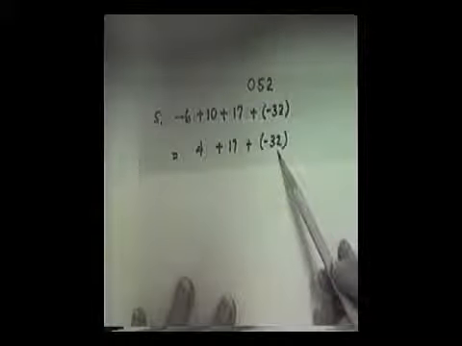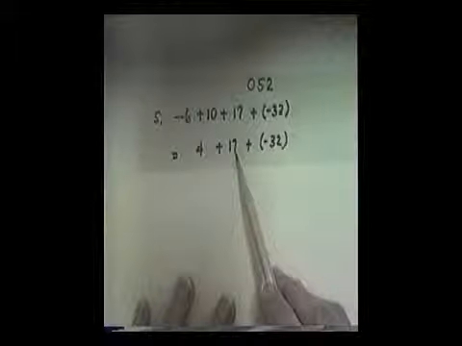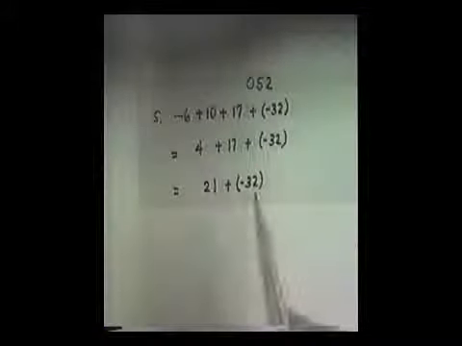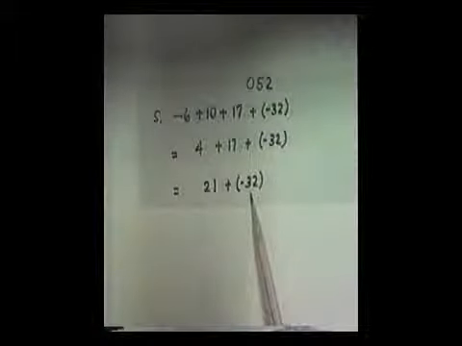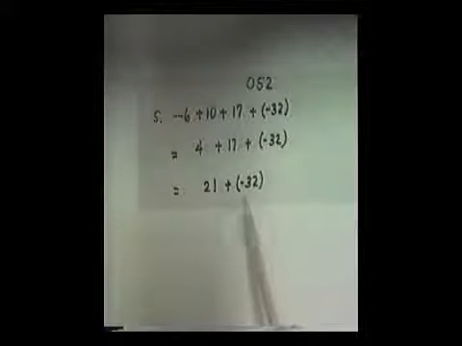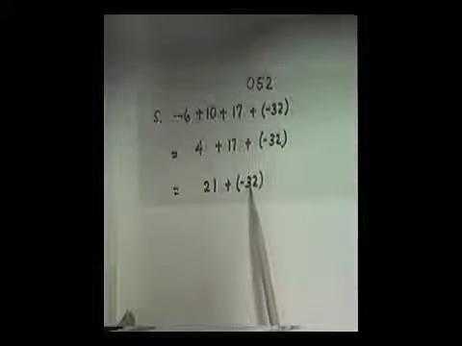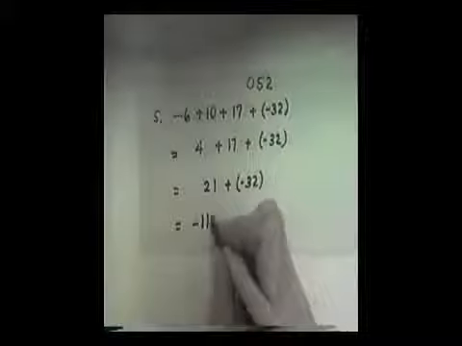Continuing as the order of operations tells us, we add 4 plus 17. They have the same sign. That means we add their absolute values. You add 4 plus 17, you get 21. Then we have 21 plus -32. To add those, they have different signs. That means that we subtract their absolute values. The difference between their absolute values is 11. The greater in absolute value is the -32. That means the answer is -11. So here's our result, -11.